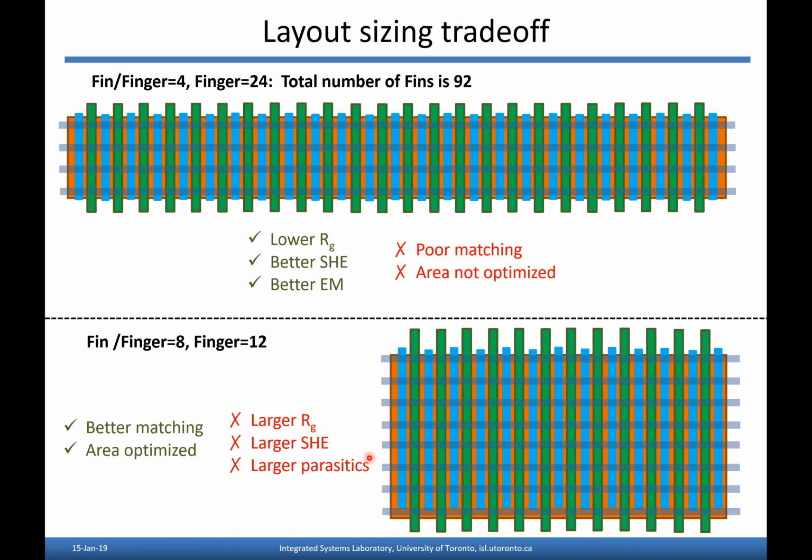On the other hand, this style of layout here, partly because you've compacted it so much, you're probably going to have more self-heating going on, so you might then have to go back and insert more dummies to let this thing cool off. You've also got long poly fingers here, so the gate resistance is more. So these are the trade-offs to consider.